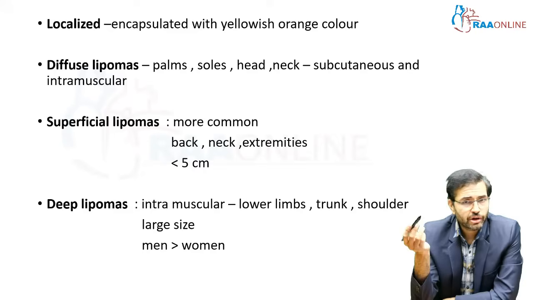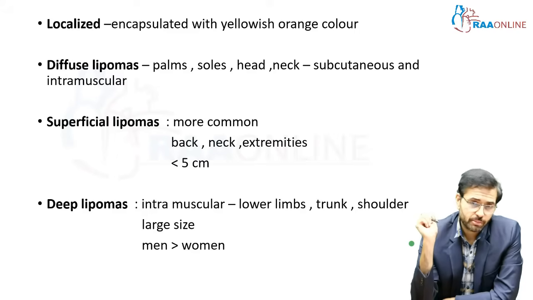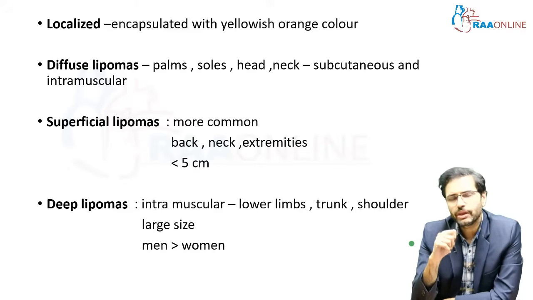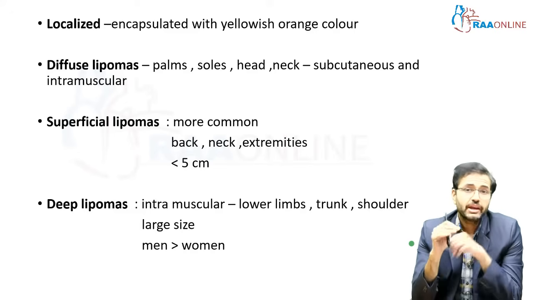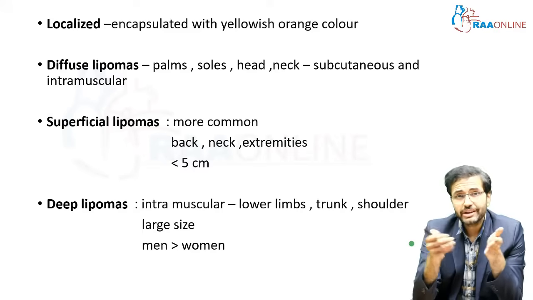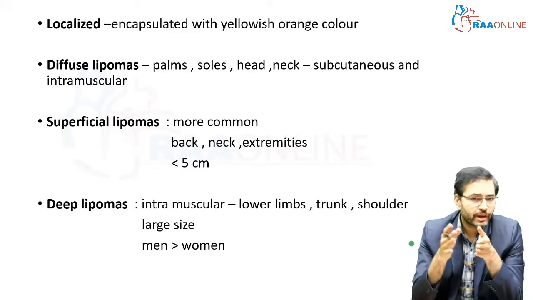Lipomas can be superficial or deep. Superficial lipomas are the ones that we commonly encounter. They are seen in the back, neck, and extremities. They are usually smaller in size compared to deep lipomas, usually less than 5 centimeters. Deep lipomas are commonly intramuscular lipomas, very commonly seen in the lower limbs, trunk, and shoulder. They can extend to large sizes because they are not easily noticed in the beginning stages, and they are more common among men when compared to women.